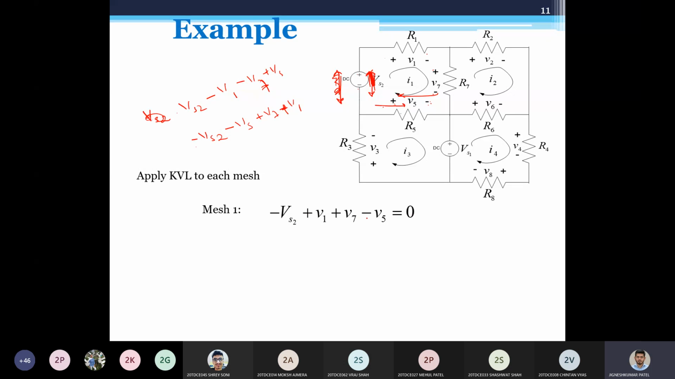So I have written the first equation for mesh 1: minus vs2 plus vs1 plus v1 plus v7 minus v5 equal to 0. Then I'll write the currents of these three. So say v1, what is the value of v1? I can say there is a current i1, there is resistance r1, so I can say v1 is equal to i1 r1. What would be the v7? Anyone can tell me what would be the value of v7?